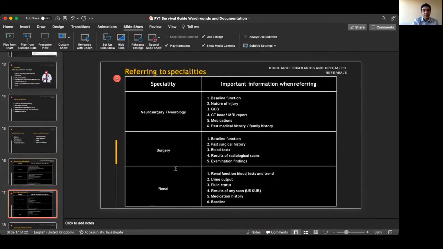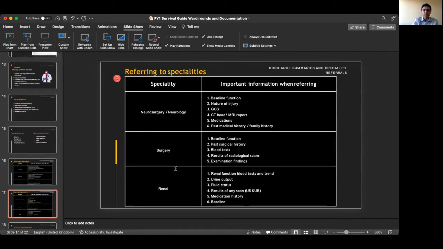If you're referring to neurosurgery or neurology, you might want to tell them about this patient's baseline function. So before coming to hospital, for instance, is this patient usually fit and well, or are they wheelchair bound, or are they tetraplegic, for instance? The nature of the injury, if the patient has had an injury. So if the patient has had a road traffic accident and you're referring to neurosurgery, you want them to know how severe this accident was, so they can form a picture when you're referring this patient across.